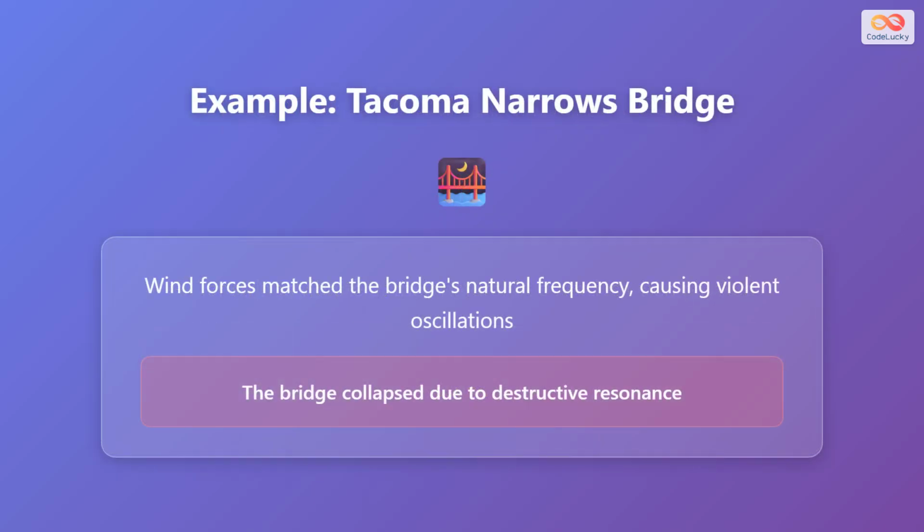Resonance isn't always beneficial. A famous example is the Tacoma Narrows Bridge collapse. In 1940, wind forces matched the bridge's natural frequency, causing violent oscillations. The energy kept building up through resonance until the bridge couldn't withstand the forces anymore, leading to its dramatic collapse. This shows us that resonance can be destructive when not properly accounted for in engineering design.